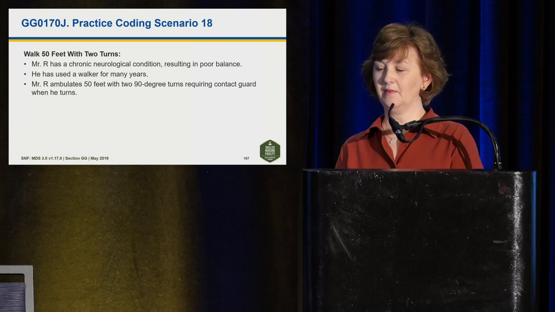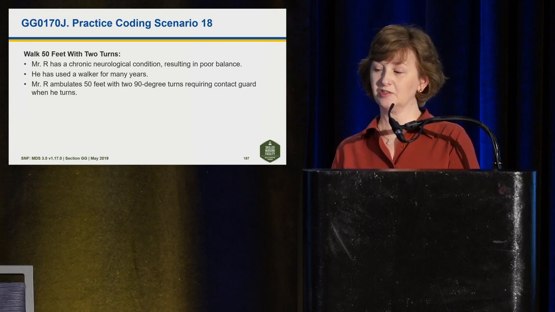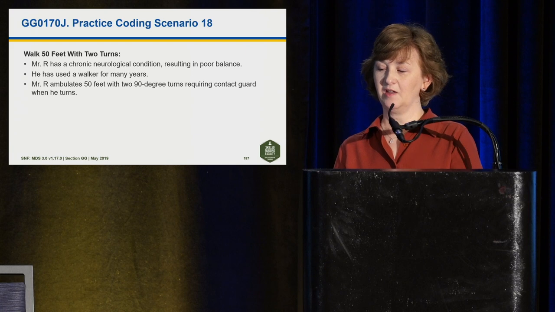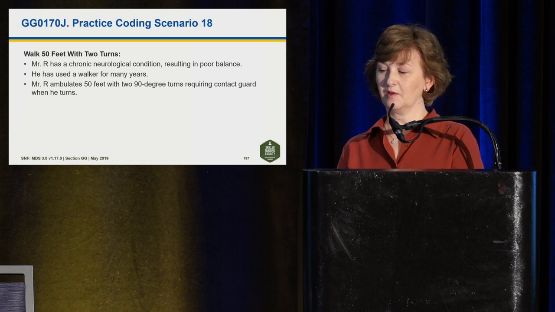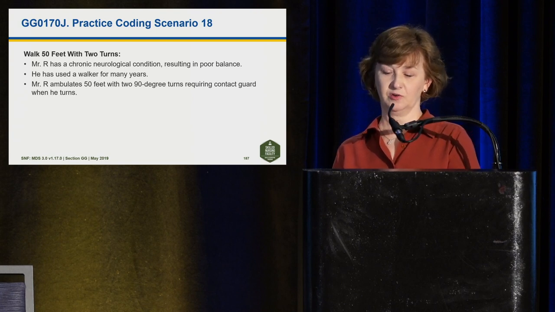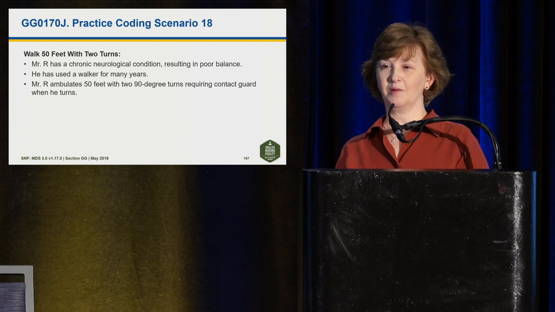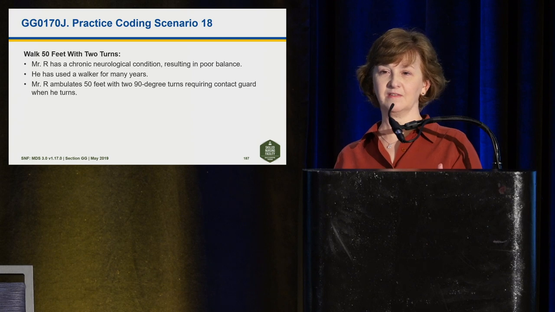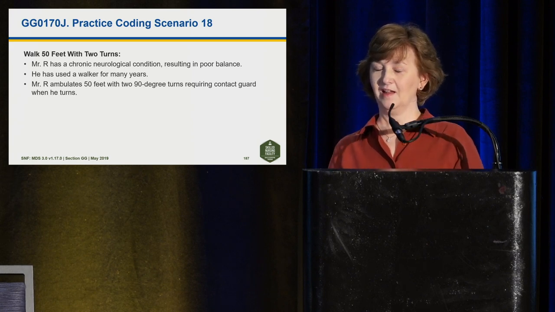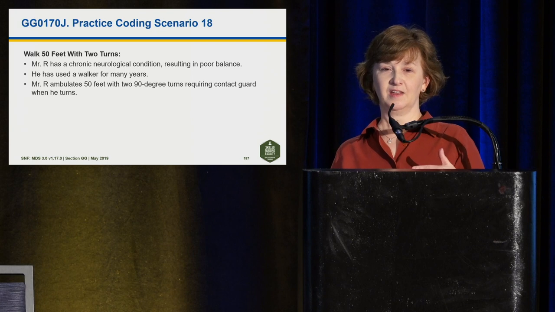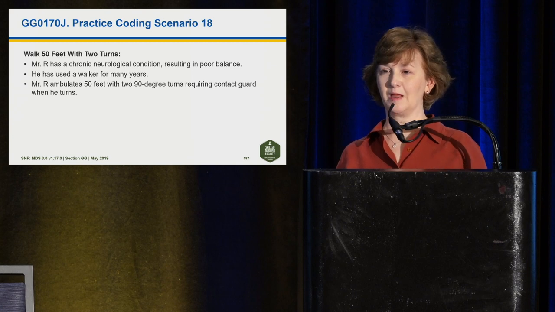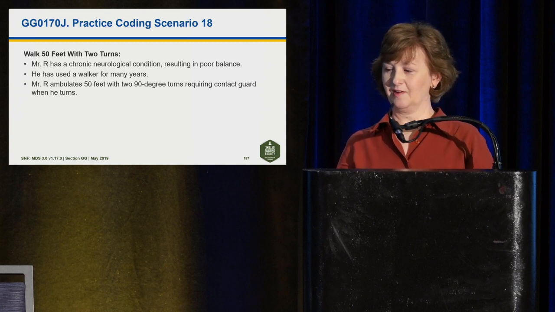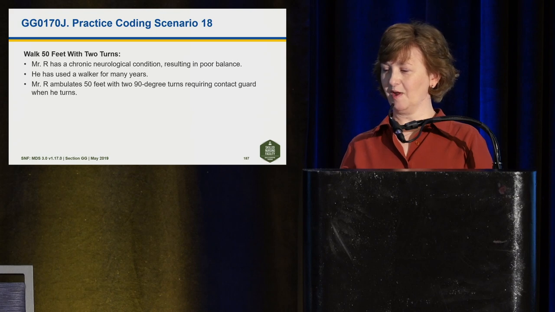So we do have an example. Mr. R has a chronic neurologic condition resulting in poor balance. He has used a walker for many years. Mr. R ambulates 50 feet with 2 turns, requiring contact guard as he turns. So again, a helper is needed in this instance. So then the question would be, is it only setup assistance? If it's more than that, then you would go to the next level of the decision tree: is it just supervision or contact guard, steadying, touching assistance, or is it more? If that's where you stop in the decision tree, then you have your response there.